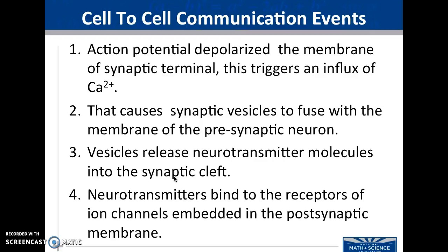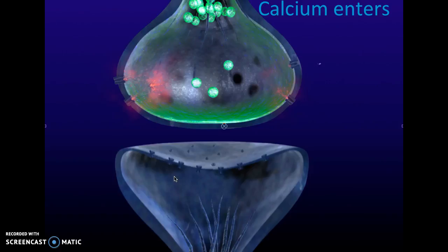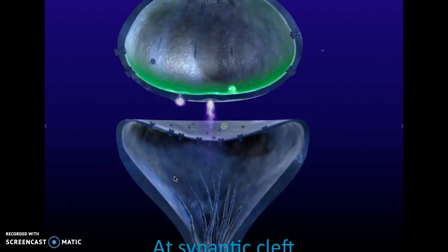Basically, there's an influx of calcium into the end of that cell, and that calcium causes the fusion of the neurotransmitter-filled vesicle to the end of that axon terminal. The vesicle releases the neurotransmitters into what we call the synaptic cleft, or that space, and then the neurotransmitters bind to the receptors, causing some sort of response. There are some really cool animated images that are similar to this on YouTube as well.